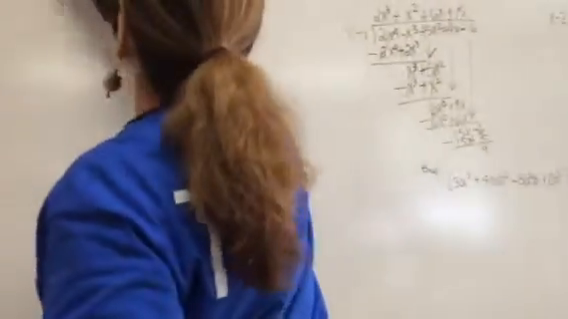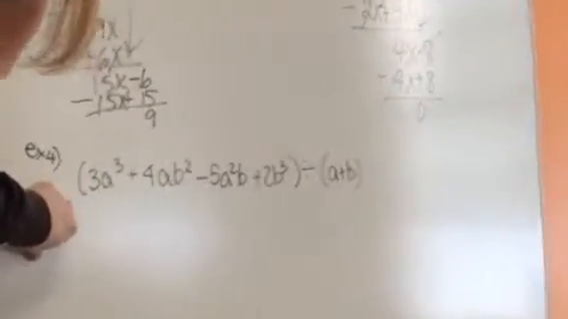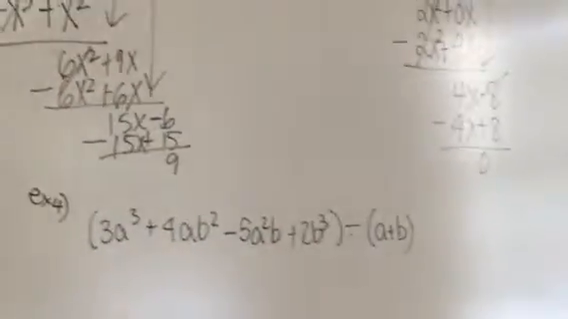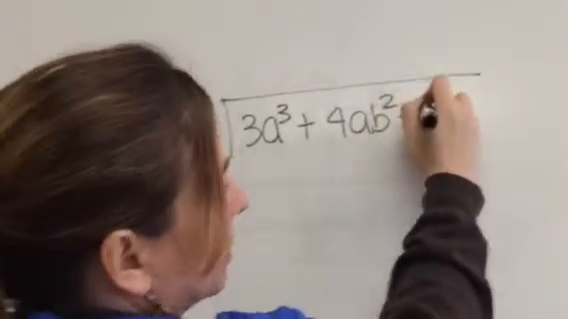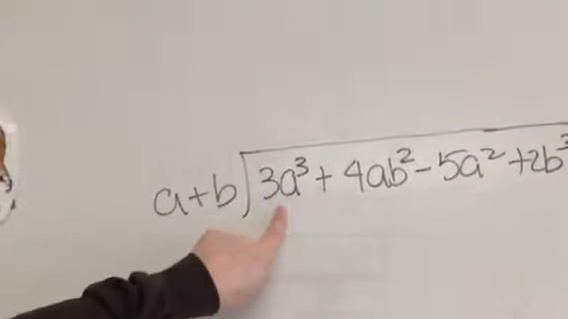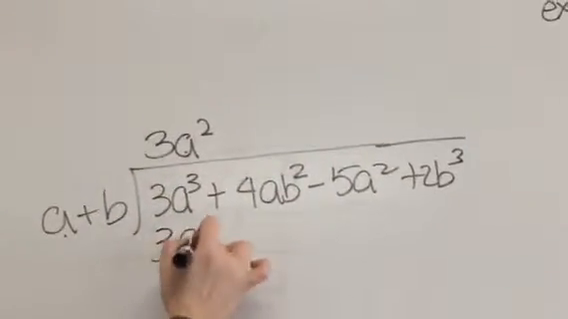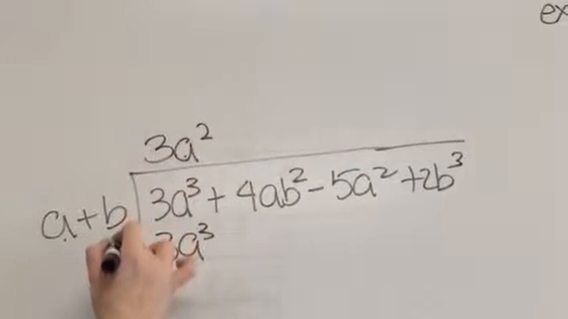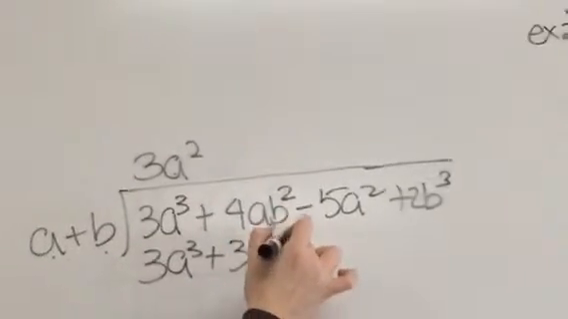Erase some of this so I have more room. Hopefully I didn't copy this one down incorrectly. You can see it's 3a cubed plus 4ab squared minus 5ab plus 2b squared divided by a plus b. So I'm going to do a plus b into 3a cubed plus 4ab squared minus 5a squared b plus 2b cubed. Okay. So how many times does a go into 3a cubed? Hopefully you said 3a squared. 3a squared times a is 3a cubed. 3a squared times a positive b is plus 3a squared b.